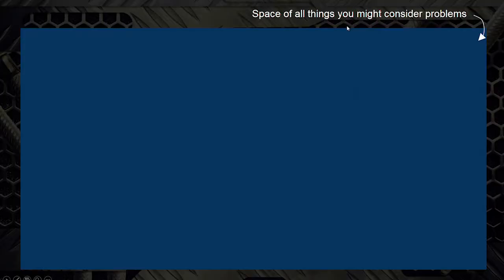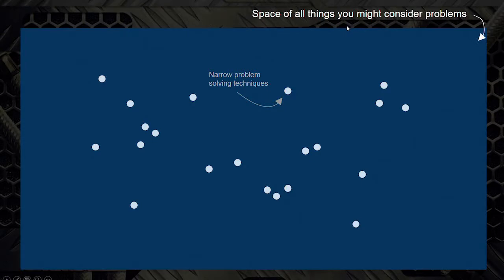So imagine this blue box is the space of all things that we as a civilization might consider problems. And I have to apologize here, because Max basically had almost the same diagram, and mine is nowhere near as good as his. He had this cool landscape with mountains and everything, and I've just got some dots. But we'll see how we can do. So each of these dots is a problem-solving technique that we've come up with as a civilization.